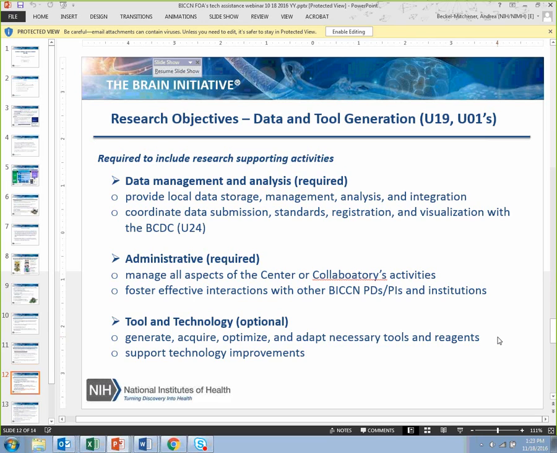And tool and technology optimization could be included in the application. That's optional. If needed, the application can propose to support technology improvement, and that can include throughput, data generation, analysis tools, reagents, etc.